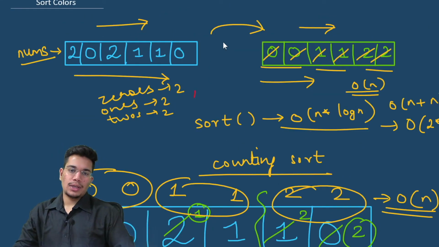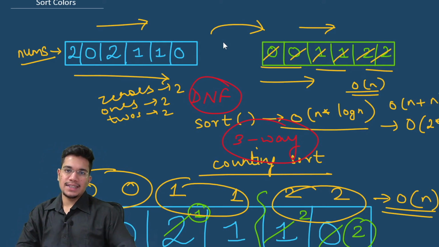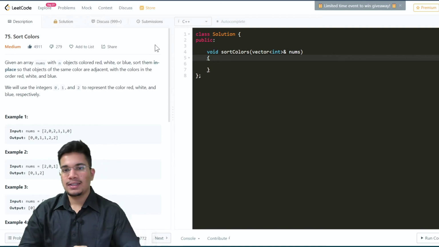Yeah, so this was all about our Dutch national flag or DNF algorithm. This is also known as DNF. And this is very handy whenever you need to make any three-way partitionings. So do remember this strategy, and let's move on to writing the coding part, which is going to be pretty easy in this case. Okay, so let's quickly get done with the coding part now.